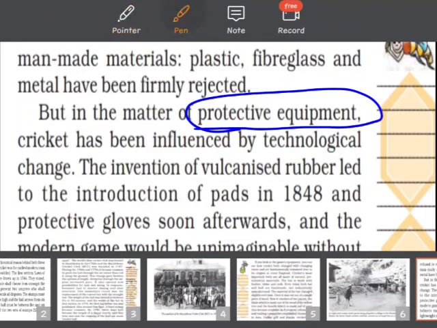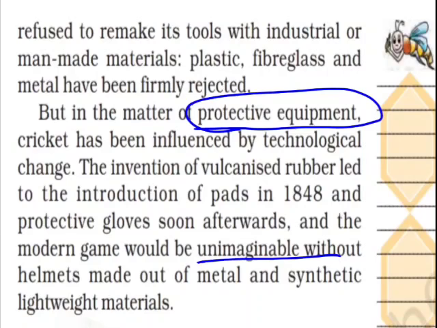And the modern game would be unimaginable without helmets made out of metal and synthetic lightweight materials. Unimaginable means you cannot think of it, that without a helmet the modern cricket is not possible to play. The helmet is man-made, or you can say artificial, very light materials. So if you wear it, you will not get any trouble. Earlier they haven't used this type of material, even the ball and bat were of different size and everything. But after making some rules and regulations, they have made many changes in cricket.